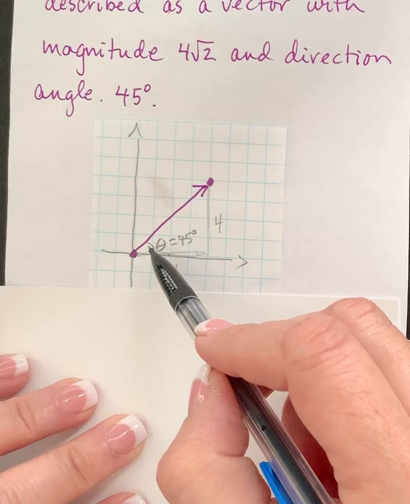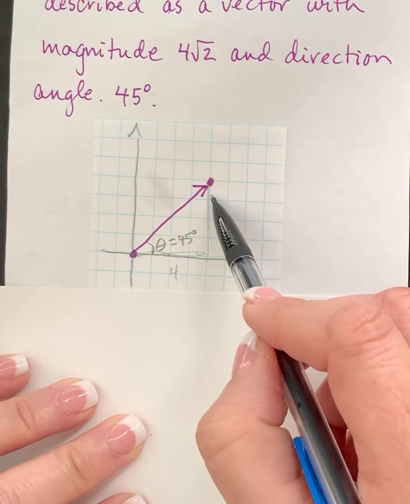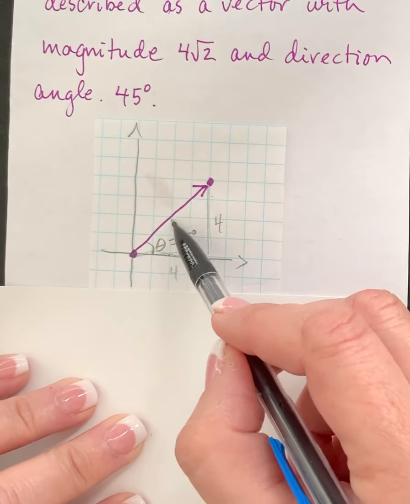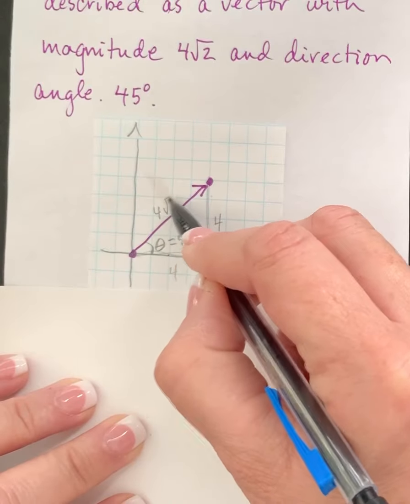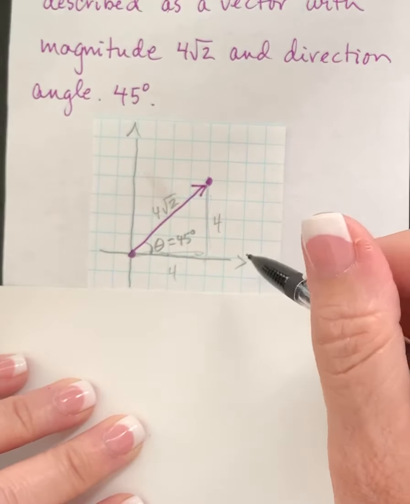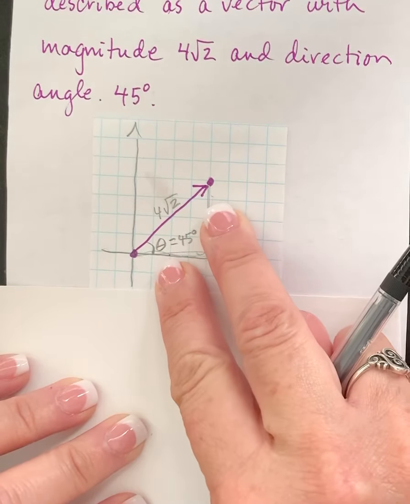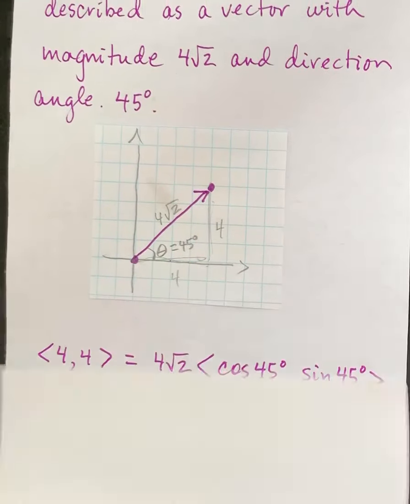So if you wanted to describe a vector that moved 4 horizontally and 4 vertically, you could say that it moved at an angle of 45 degrees for a length of 4√2. So instead of describing a vector with its horizontal and vertical components, you could describe it with its magnitude and its direction angle.